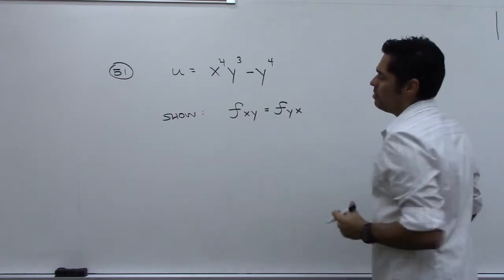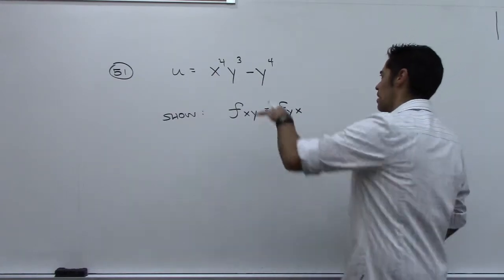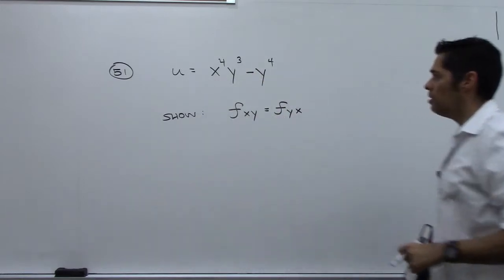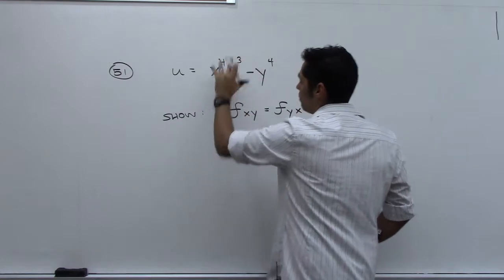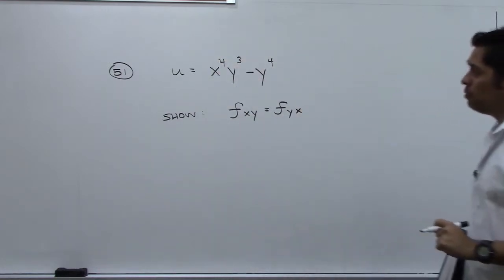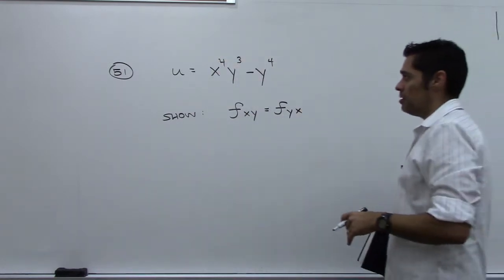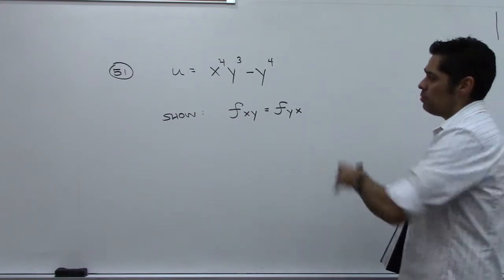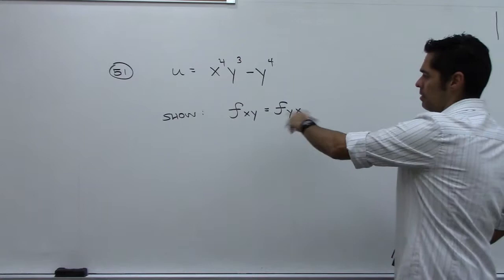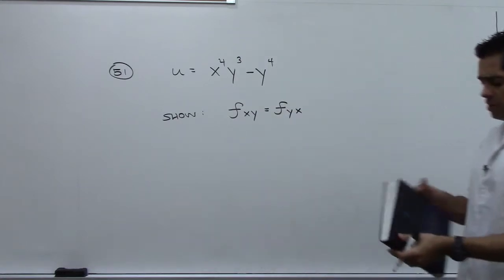And there were some conditions in the theorem. You know, you had to have that this was a nice continuous function on a closed or on a disk or something like that. And this is a continuous function of two variables because it's a polynomial. So we know that polynomial functions in two variables are continuous everywhere. So this should work. So just go through and take these second partials and show that they're equal to each other.